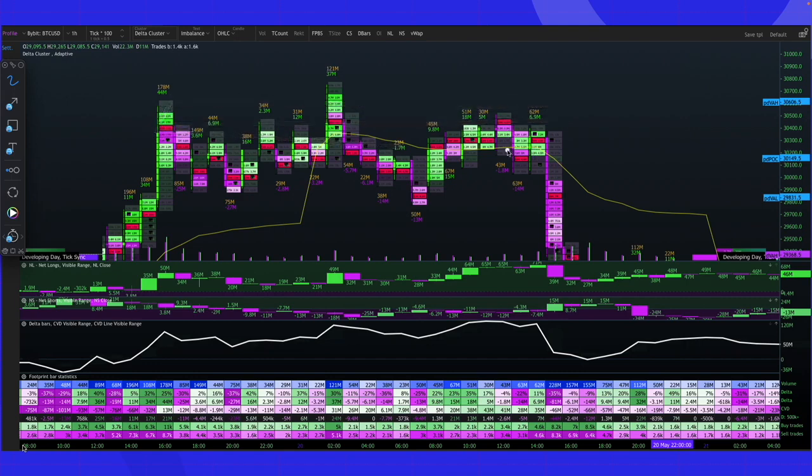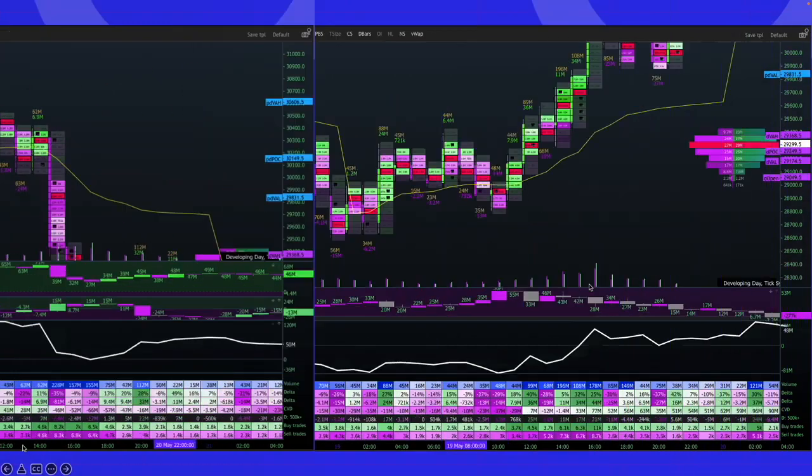You are getting into short positions with a stop loss above these highs, because once these highs are taken out, you are invalidated on your idea. You are expecting a move lower. So now let's go to the second example.